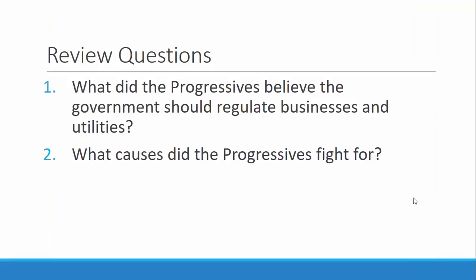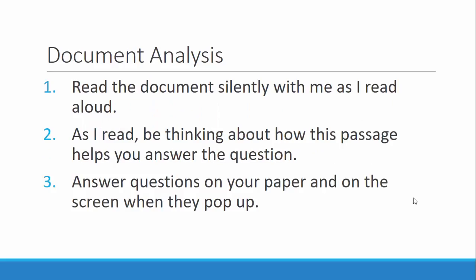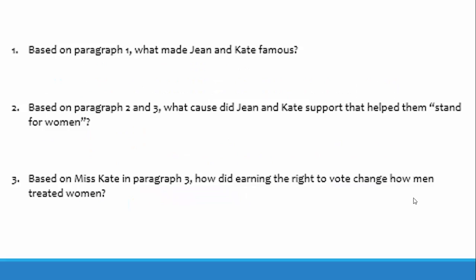All right, you have 2 questions. Answer those on your paper. Or I'm sorry, they're going to pop up on your screen. All right. So we're going to do one document together. Flip your paper over to the first document. You're going to read your document silently as I read it aloud. And as I'm reading, be thinking about how this passage helps you answer the question.